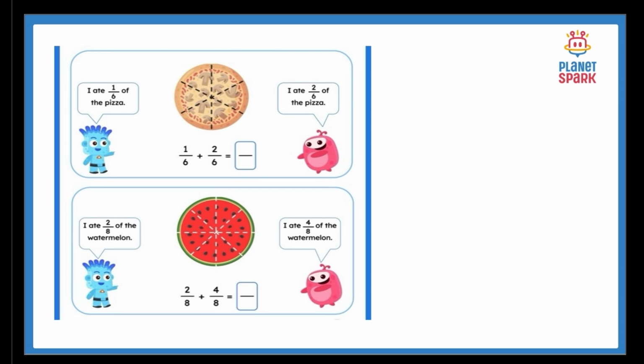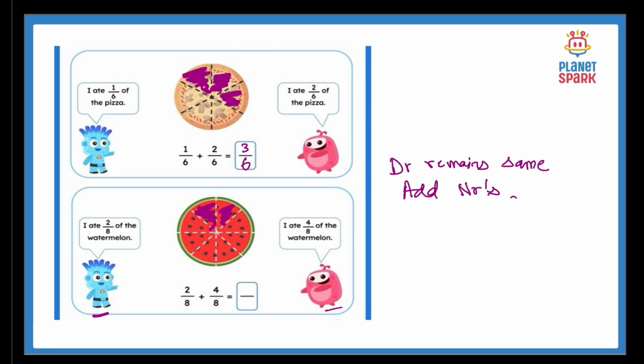Now let's see whether we know how to add the fractions or not. The blue boy is saying that I have eaten 1/6 of the pizza, and then the pink strawberry is saying that I have eaten 2 by 6. So in total, how many parts are consumed? My pizza had 6 parts, out of which 3 are eaten. So the fraction eaten is 3 by 6. Whenever I'm adding two fractions with the same denominator, remember, the denominator remains the same. We simply add our numerators.